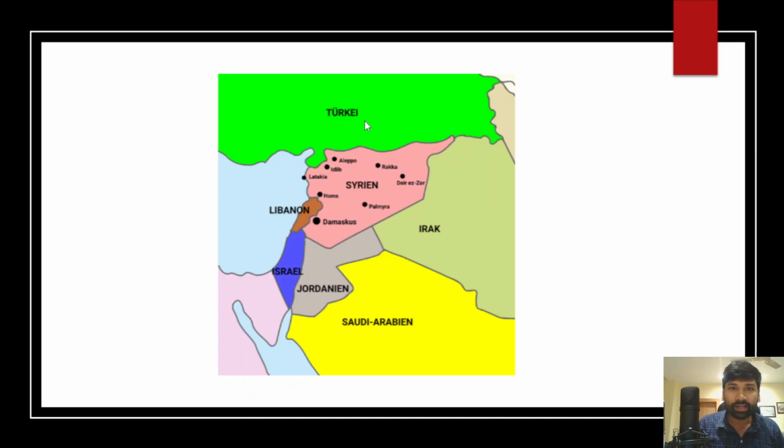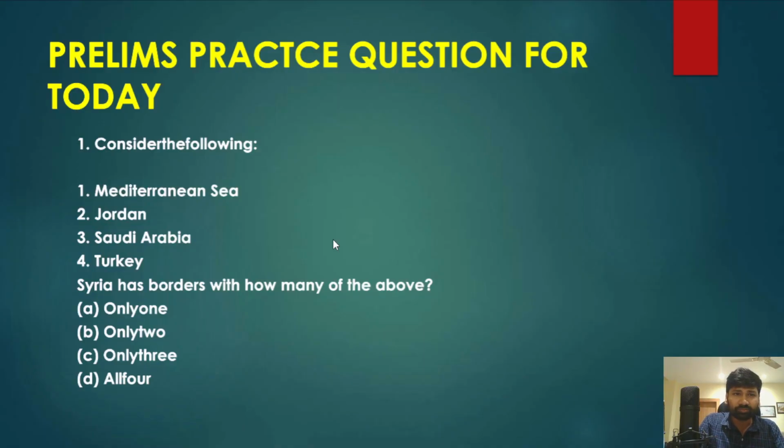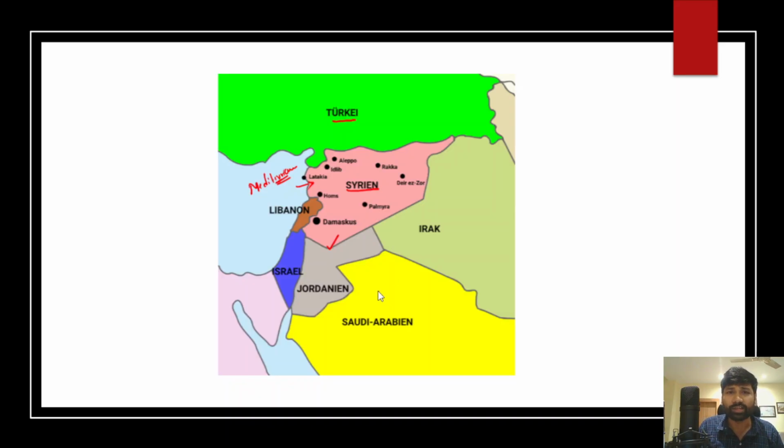Okay, if you look at Syria, it is in the Middle East or West Asia. You can clearly see that Syria shares its borders with Turkey on the northern side, and the Mediterranean Sea, right? The Mediterranean Sea is also given as an option, so Syria shares its borders with it. And apart from that, it also shares its borders with Jordan also.